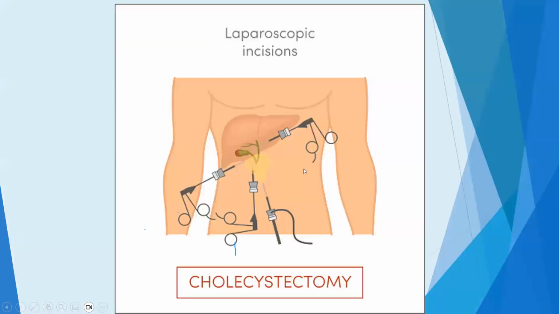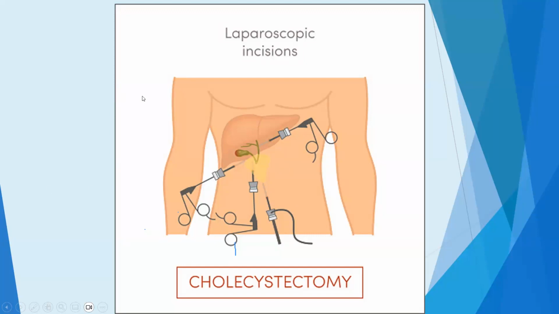So these are the port positions. One is the umbilical port, and nowadays SILS, a single port, is also preferred, but multi-port is also in practice. And I would recommend that, given the learning curve, you should start with the 4 or even 5-port laparoscopic cholecystectomy, and these are the incisions and port sizes.